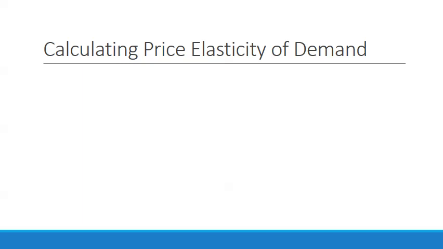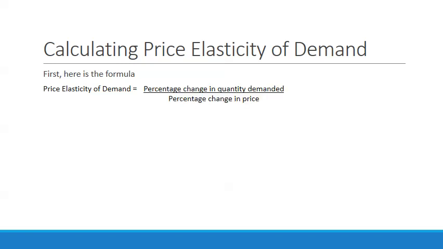So how do we calculate the price elasticity of demand? We'll walk you through this and make it very detailed so it's easier to remember. And this isn't something you'll have to do in class all that often. So let me give you the formula first. Price elasticity of demand is equal to the percentage change in quantity demanded divided by the percentage change in price. So that's our formula. We want to break that down though.